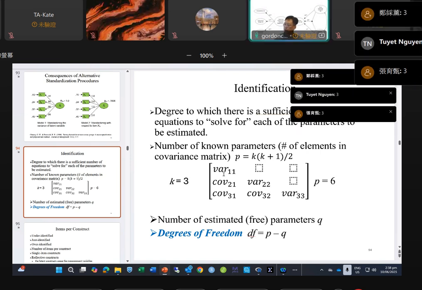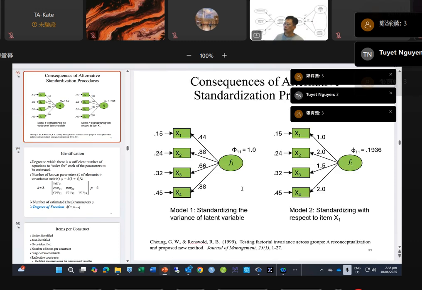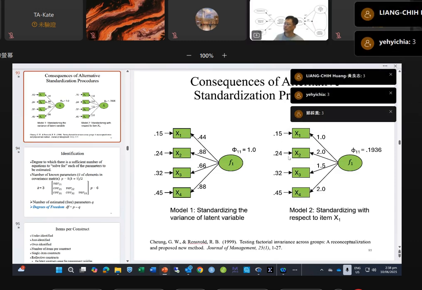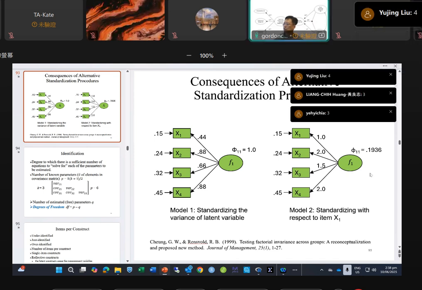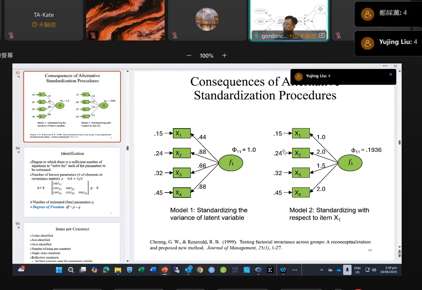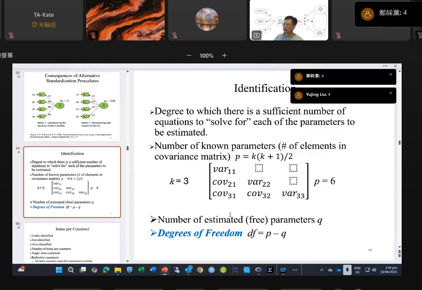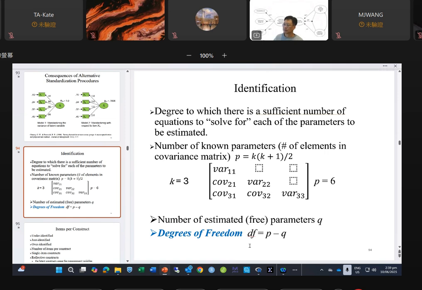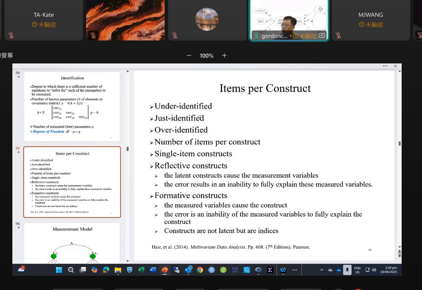P equals 3. What is q? If you only get 2 items, what is q? Right, q equals 4. So what is the degrees of freedom? It's -1. Very good. This is called an under-identified model. For an under-identified model, you will not get any solution.